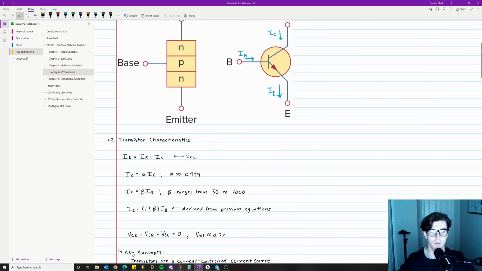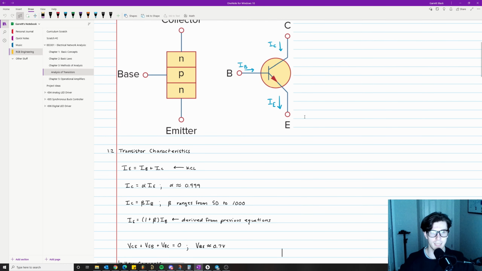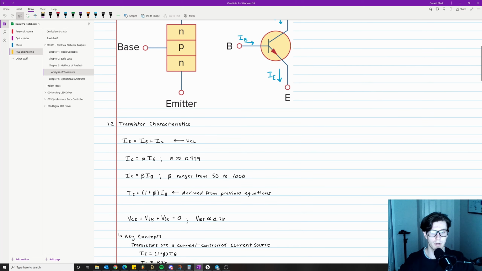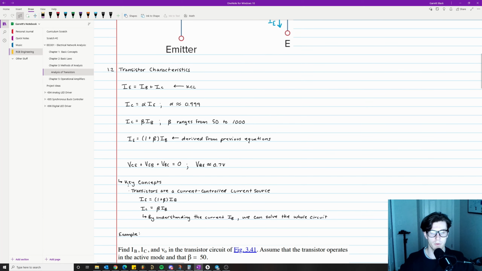And lastly, this is another really important characteristic, and this is a very typical value you see across all transistors: VBE is roughly 0.7 volts, right? So the voltage drop from B to E is a constant, and it's very often 0.7 volts. And we'll see that in practice more. So just know that the voltage drop from B to E is always a constant, and very often it's 0.7 volts.